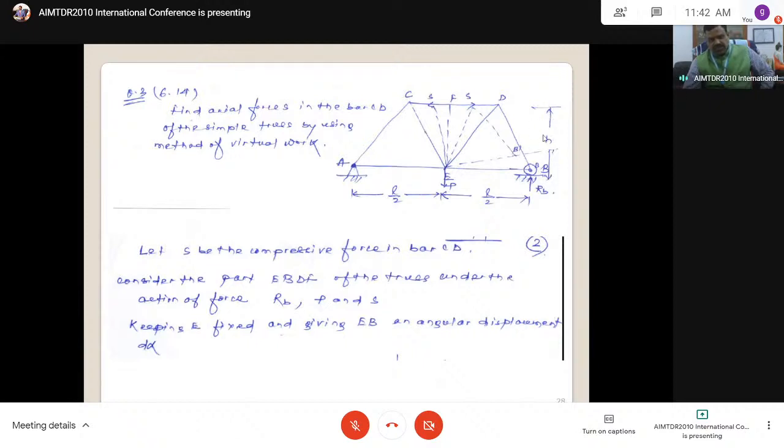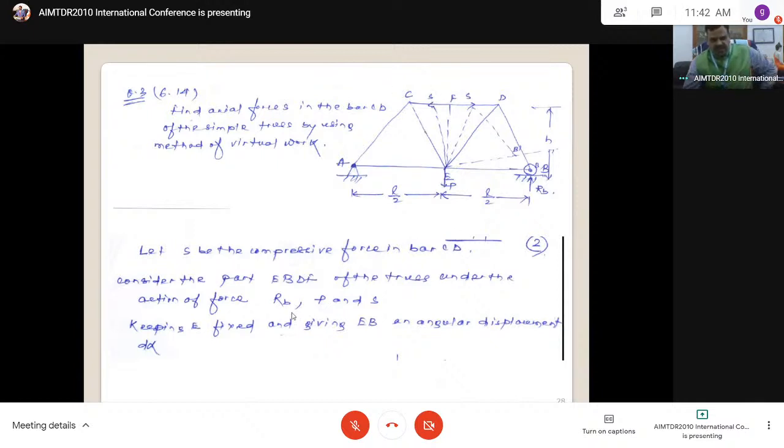This is the height H, this is L by 2 and this is L by 2. At the hinge joint there are only 2 reactions, and at the roller joint only 1 vertical reaction. Okay. Let S be the compressive force. I am assuming it is compressive. These arrows you can follow as compressive like this or tension opposite, or vice versa. That is your choice, but that is one type of representation. Let S be the compressive force in bar CD.